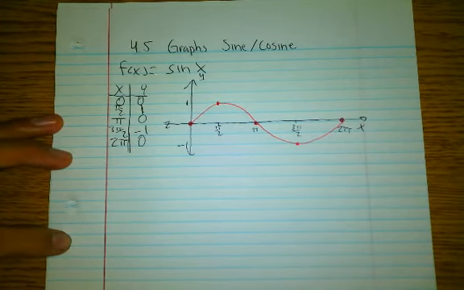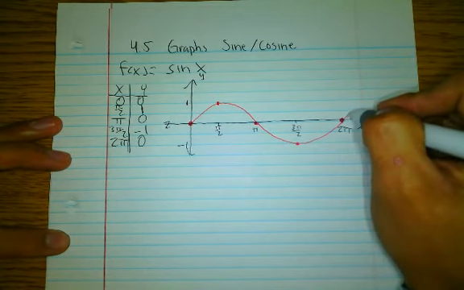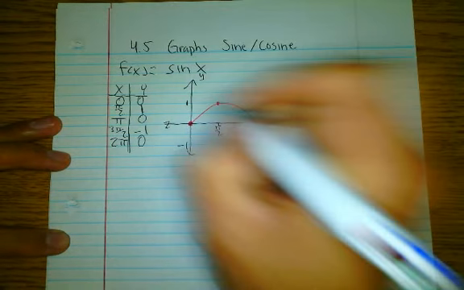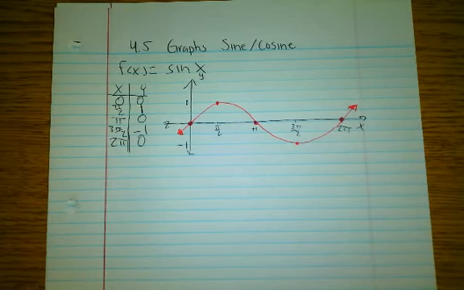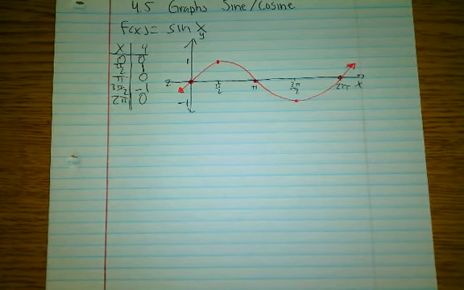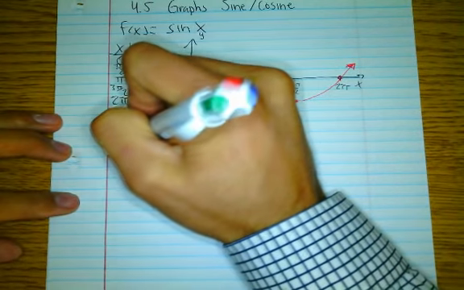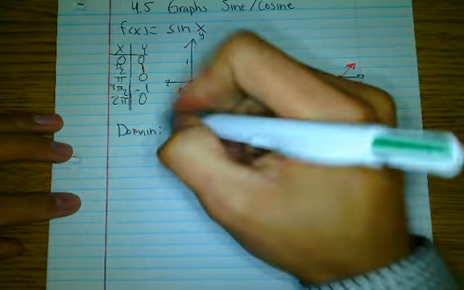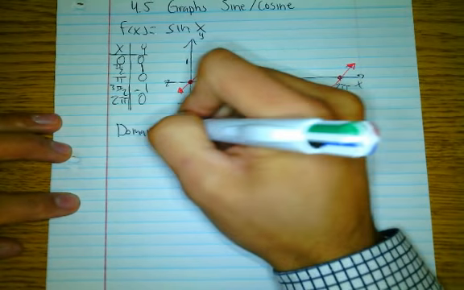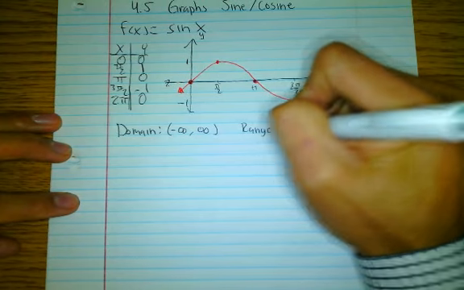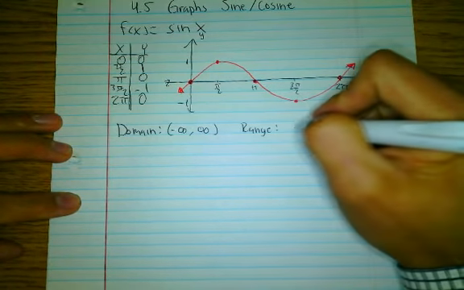Agreed? Now, it's a function. Will it continue going after 2 pi? So I suggest you go a little bit further and then draw an arrow to let me know that it keeps going. Agreed? Okay. That's what the parent function of sine looks like. What would you say the domain of that function is? Negative infinity to positive infinity. Agreed? What would you say the range of that function is? Negative 1 to 1, inclusive or non-inclusive?